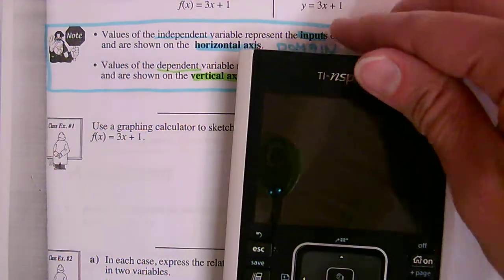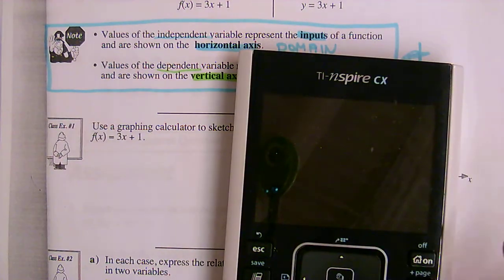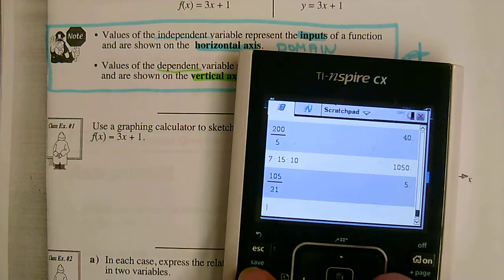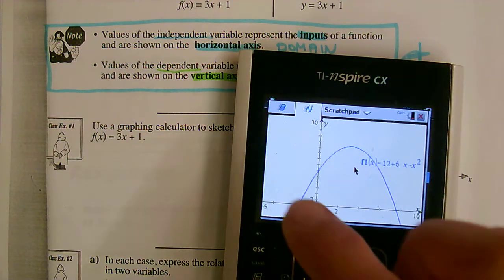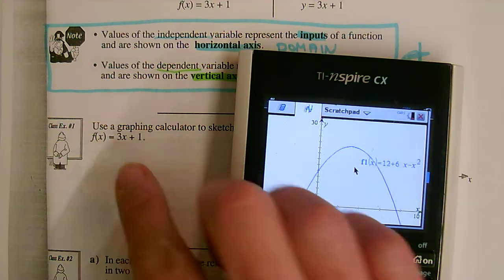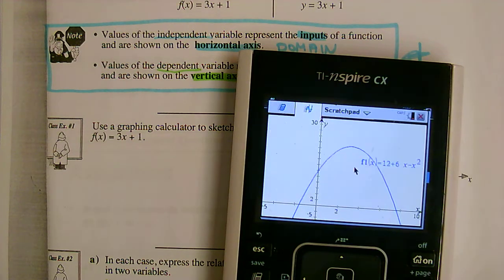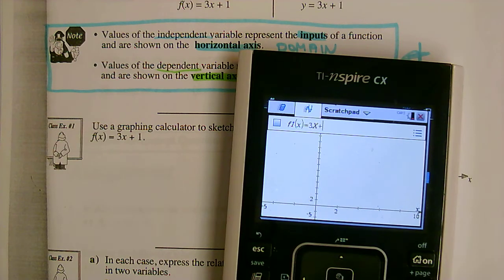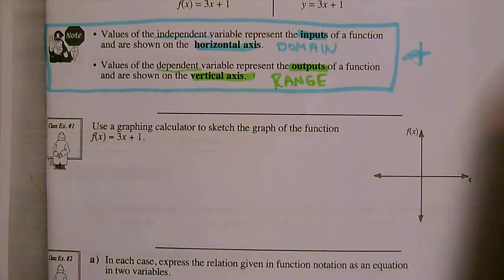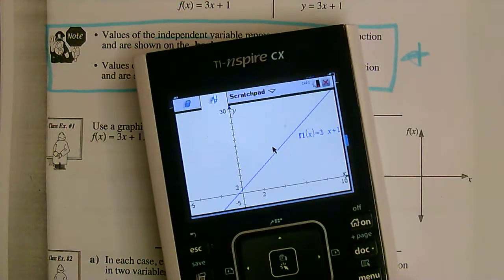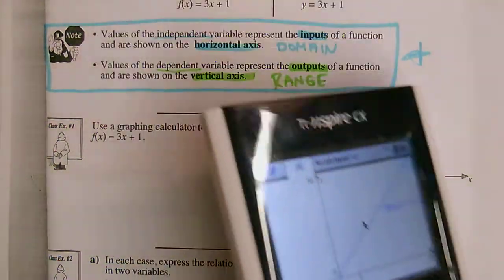Okay, so I'm going to show on the Inspire. I don't have one of the other ones. So, the other ones you would do the y equals, and then you would put this in. Okay, I'm going to clear this. Delete all. Double tap. 3x plus 1. There's my line.